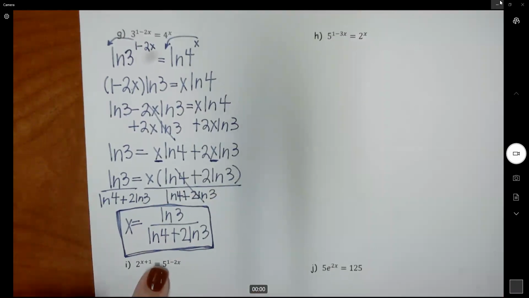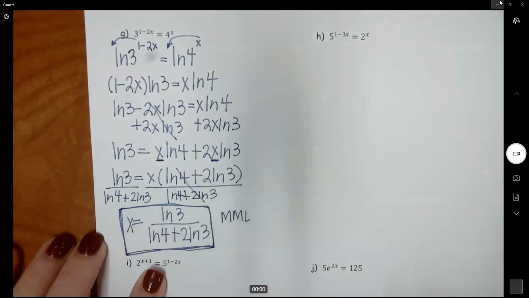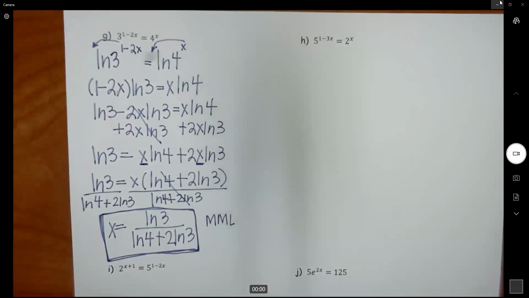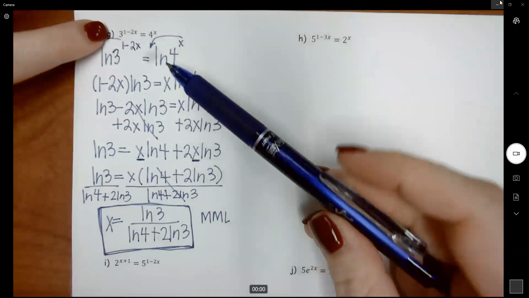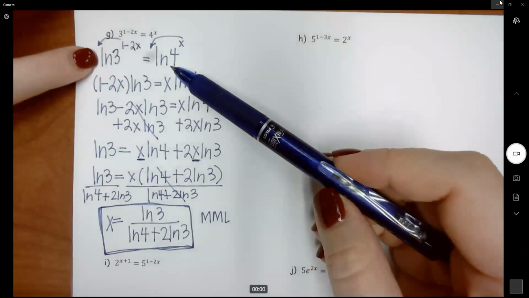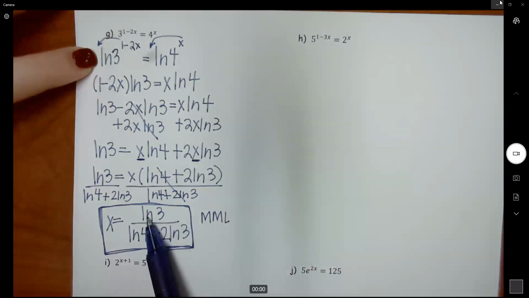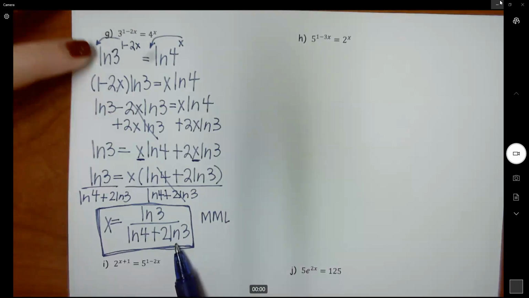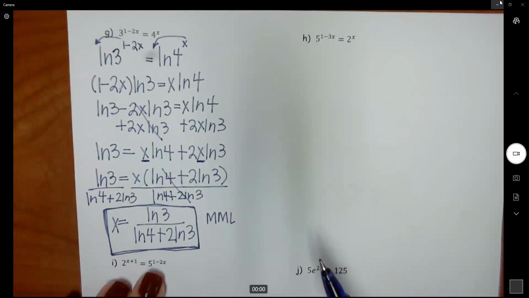Okay, this is how my math lab is going to walk you through how to solve these equations. So when you have an exponential on both sides, it's going to take the natural log of both sides. It would be the same thing if you took the common log. So if you had log 3 over log 4 plus 2 log 3, that'd be the exact same answer. Okay. This is how my math lab shows you.